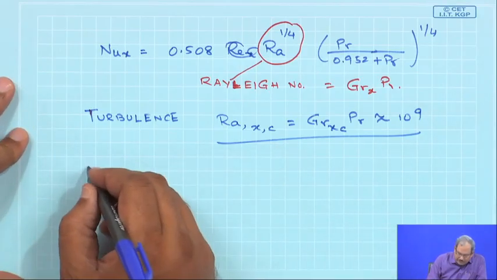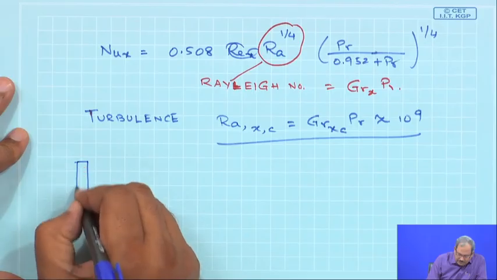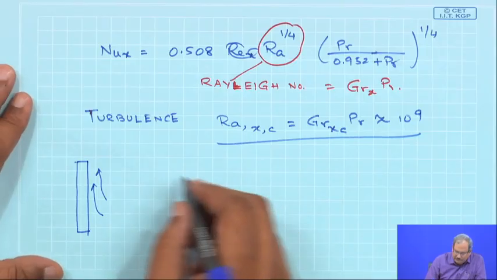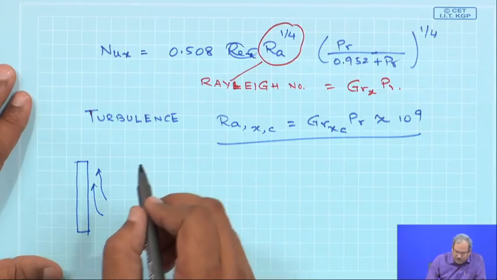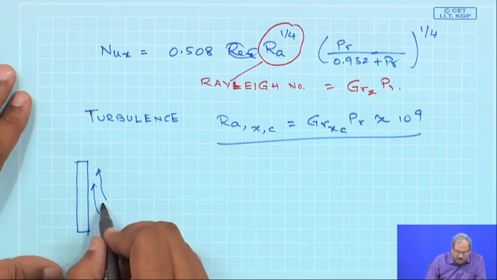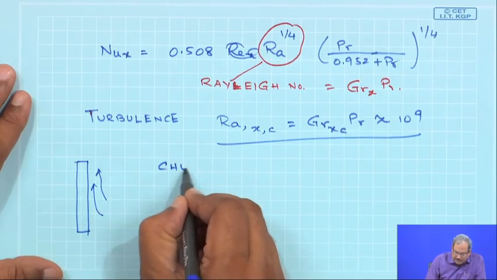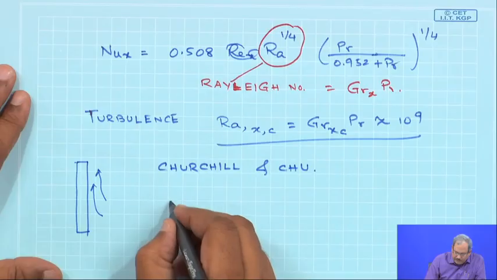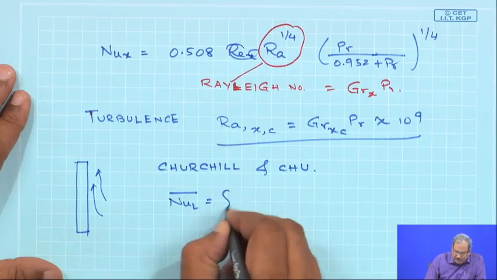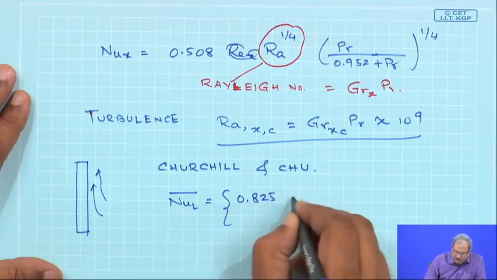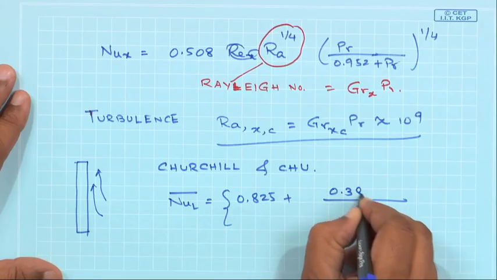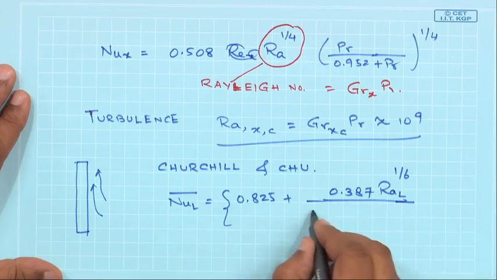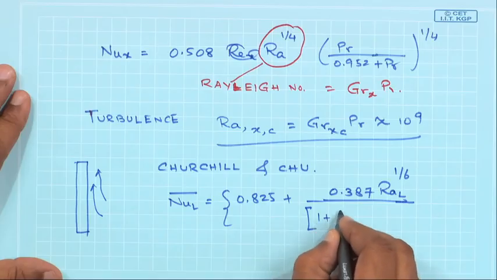The most common example of natural convection is when you have a vertical plate and you have natural convection taking place from its sides. The most common correlation for finding out the heat transfer coefficient under these conditions is given by Churchill and Chu, where the Nusselt number relation is provided as 0.825 plus 0.387 Ra_L to the power 1/6 and a complex function of Prandtl number.